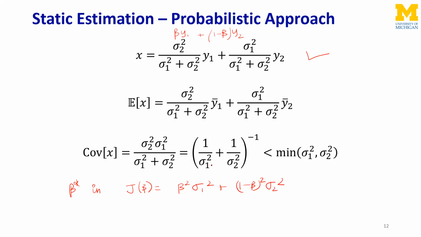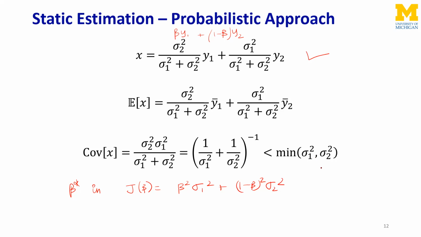So the covariance of X is the harmonic mean of the variance of the first sensor and the variance of the second sensor. And it's just a fact about harmonic means that the harmonic mean of two numbers is smaller than both the numbers. So covariance of X is going to be less than the smaller of sigma 1 squared and sigma 2 squared.